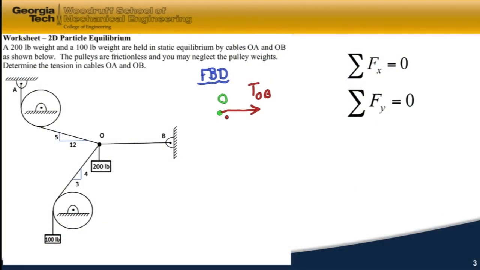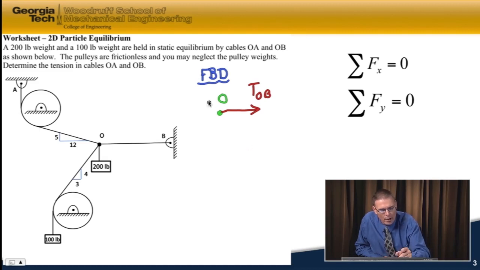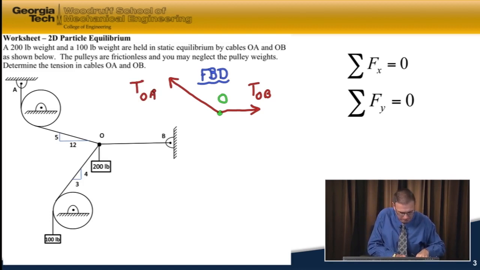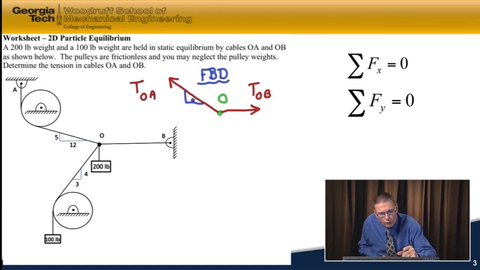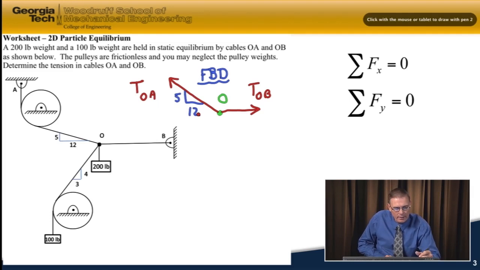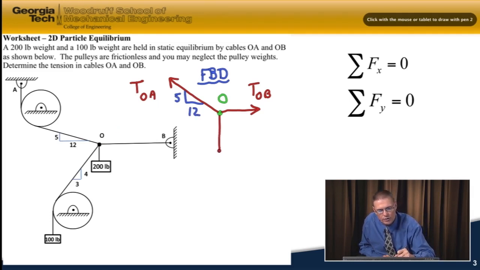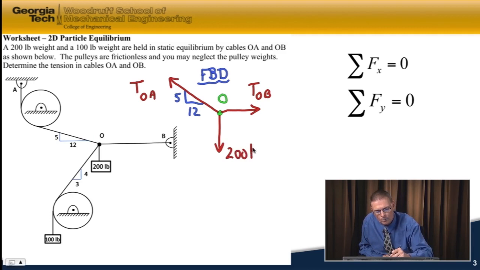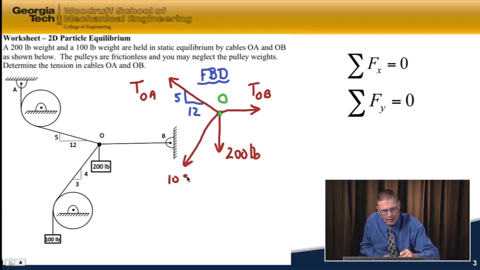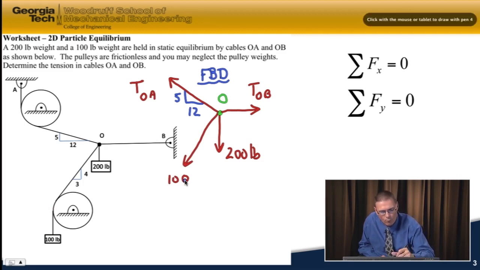We also have our tension in cable OA or AO. That's up and to the left. And so this is TOA. And it's on a 5 on 12 slope. That's a 5, 12, 13 triangle. Also acting at point O, external forces, is a 200-pound force down. And I've got a tension down and to the left that's going to be equal to 100 pounds. And that is on a 4 on 3 slope.